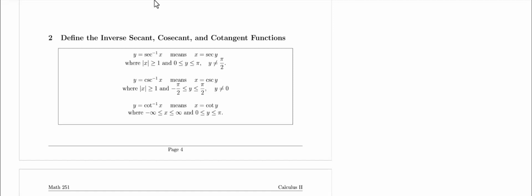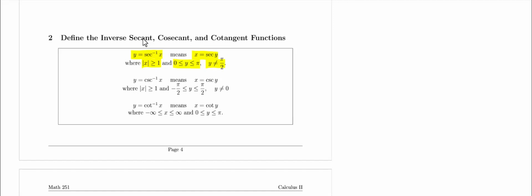Alright, so now let's go ahead and define the inverse for the secant, the cosecant, and the cotangent functions. Beginning with the secant, we have y equals the secant inverse of x if x equals the secant of y, where the conditions are that the absolute value of x has to be greater than or equal to 1, and the restrictions in the domain for the secant are that the inputs have to be between 0 and pi, with 0 and pi being allowed to be included. Now, there is also one condition here that y cannot be equal to pi over 2.